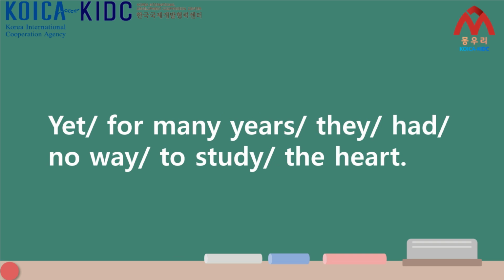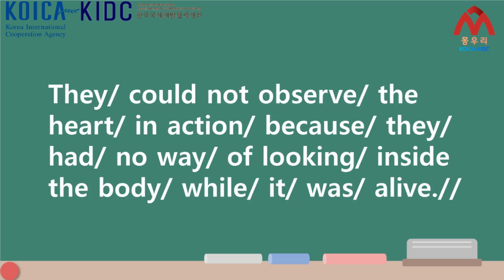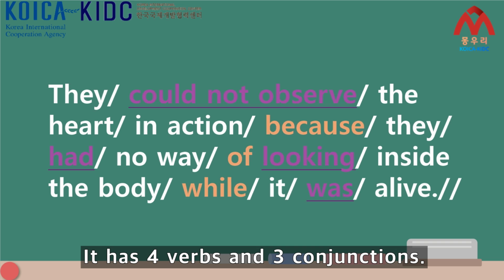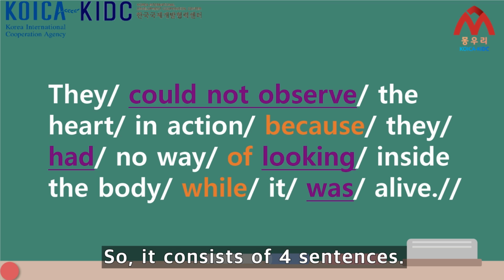Yet, for many years, they had no way to study the heart. Means, but for many years, there was no way to study the heart. They could not observe the heart in action because they had no way of looking inside the body while it was alive. It has 4 verbs and 3 conjunctions, so it consists of 4 sentences.